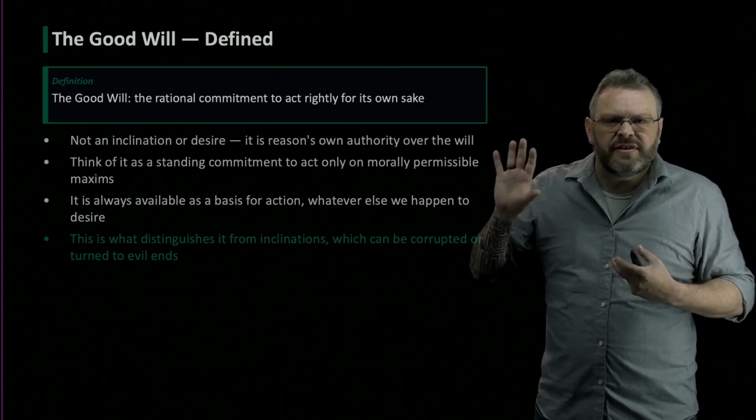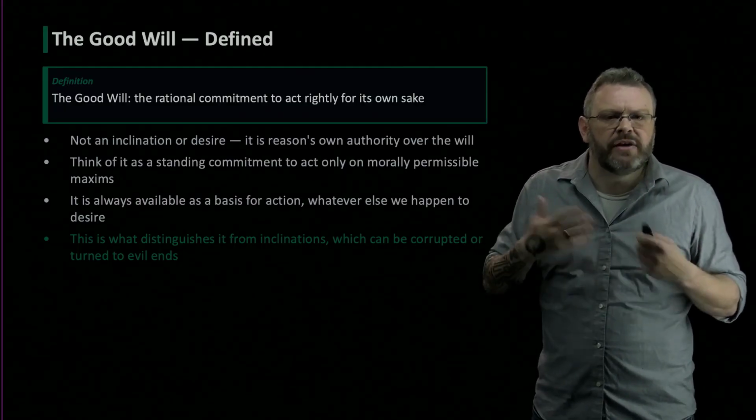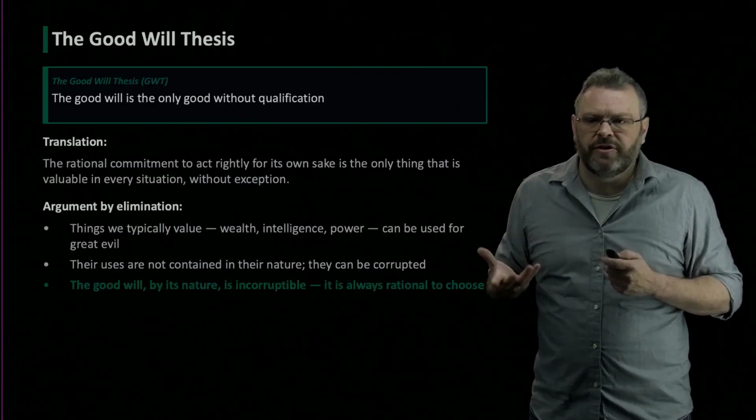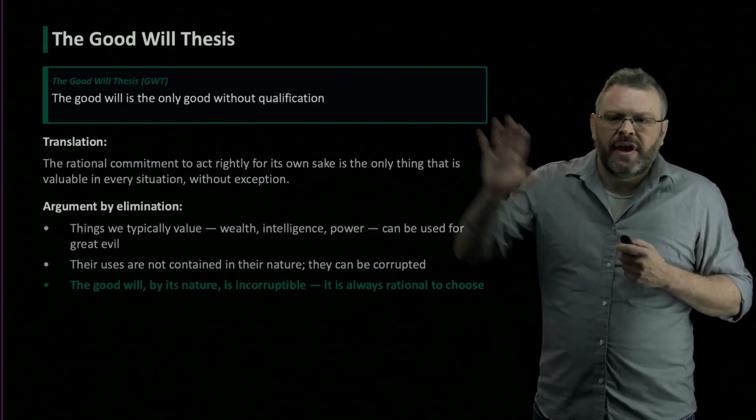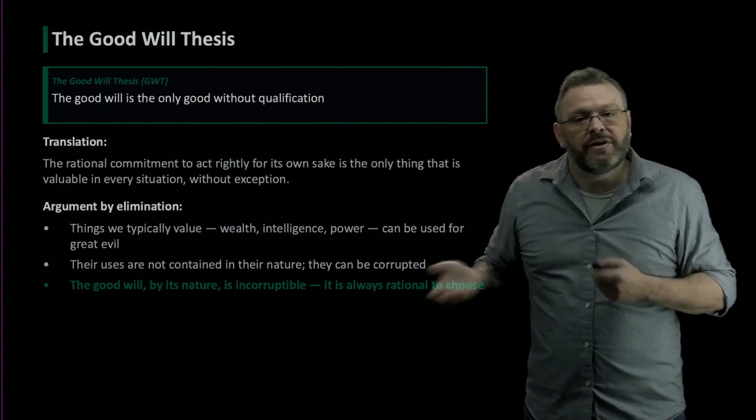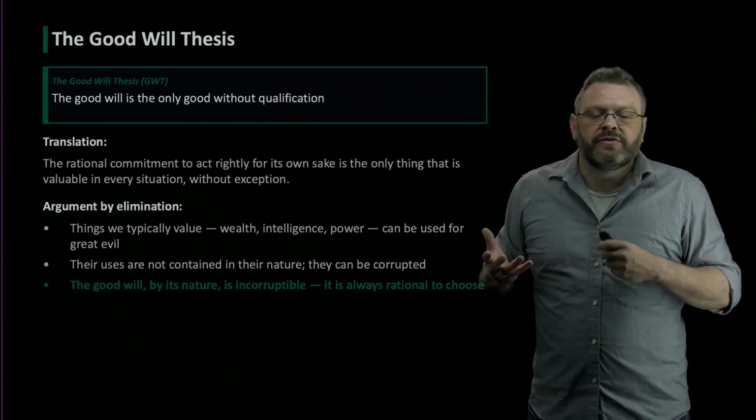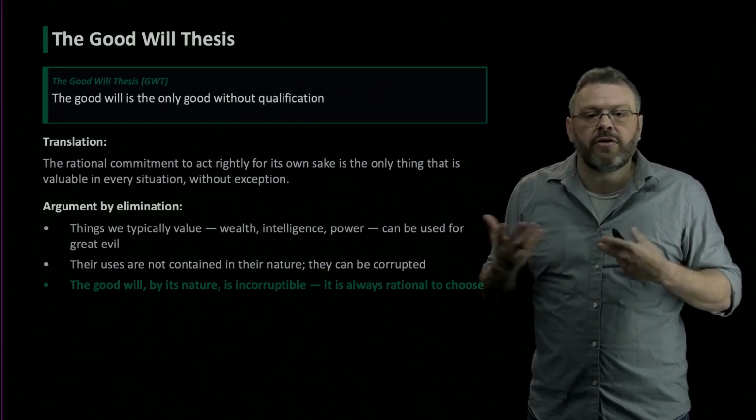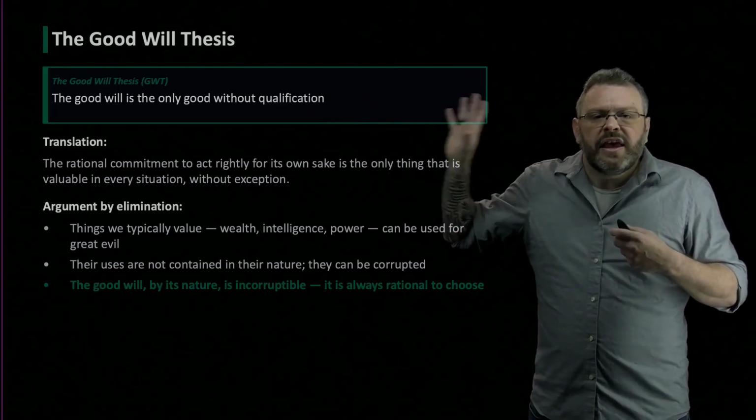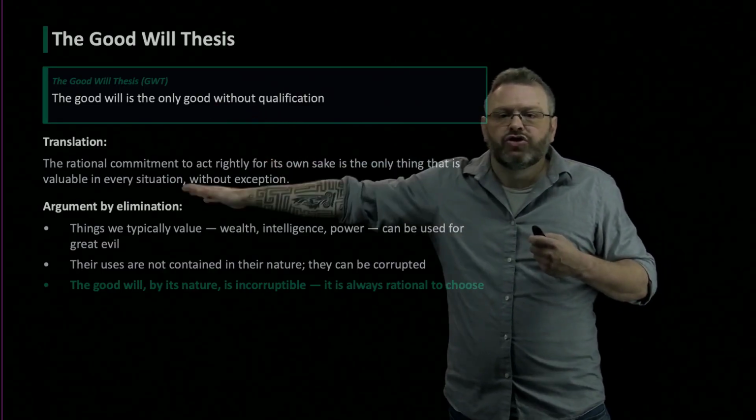And this is what distinguishes the goodwill from regular old inclinations, and why it's not technically speaking an inclination, because inclinations can all be corrupted. The idea here, and this is what's called the goodwill thesis, or at least we're going to call it that: the goodwill is the only good without qualification. In other words, any other type of maxim that you might act on, any other kind of inclination, or any other kind of desire that you might have, it's not going to be good without qualification. So this is a translation of what this means.